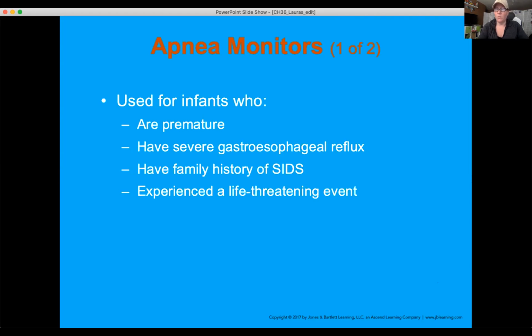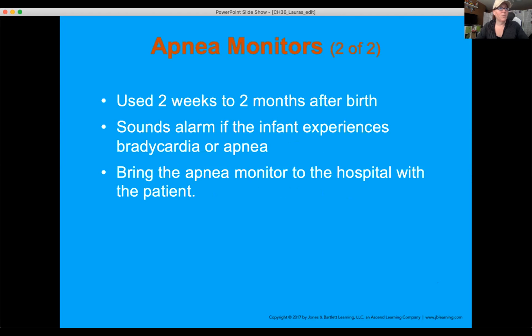ALS units, if they need to put their electrodes around it, that will be one of those indications they might move it, but we can usually place electrodes in different positions. Right. So yep, here we go. The alarm sounds if the patient experiences bradycardia or apnea.